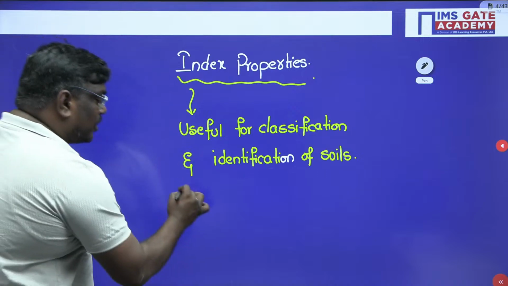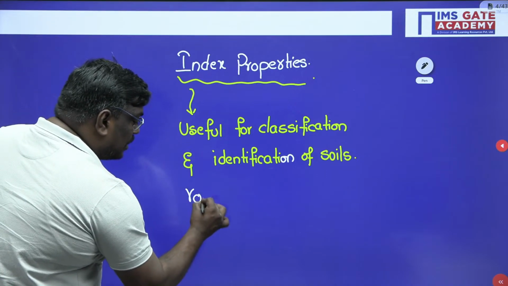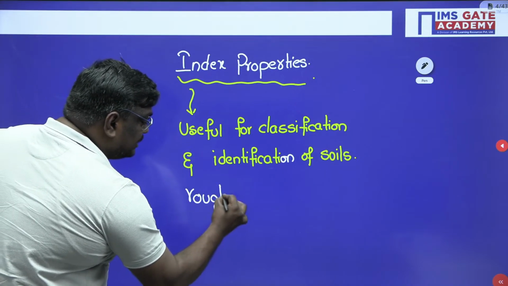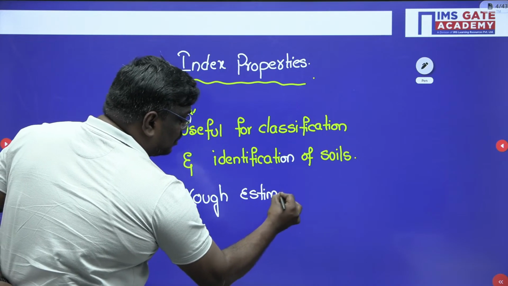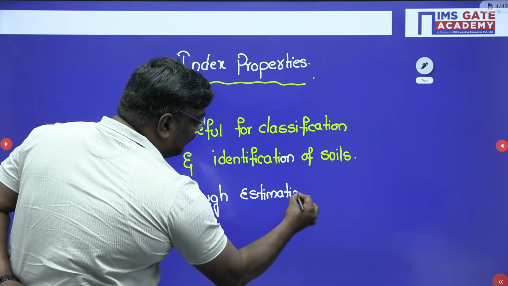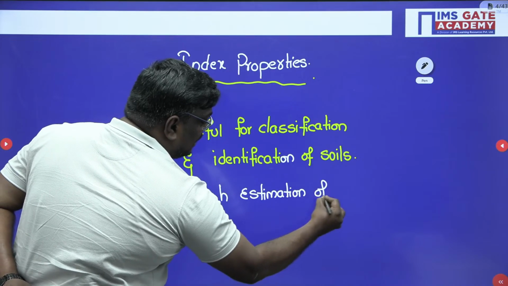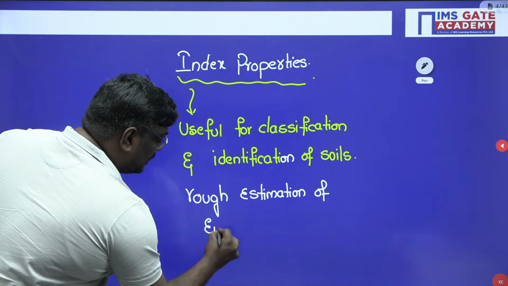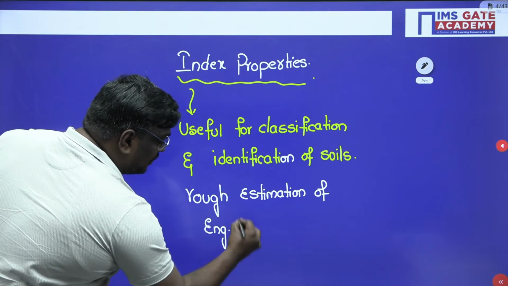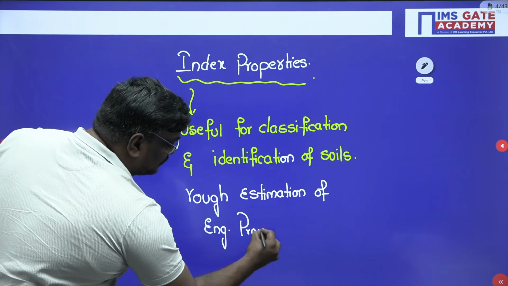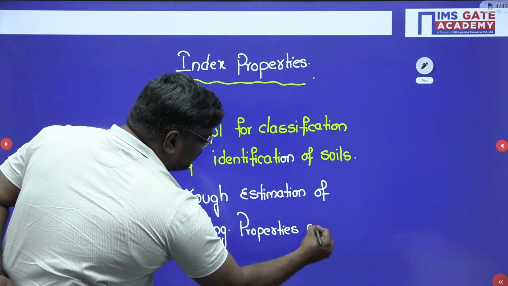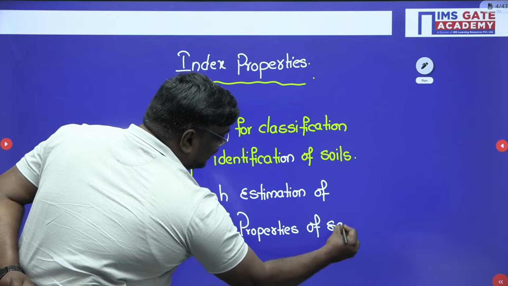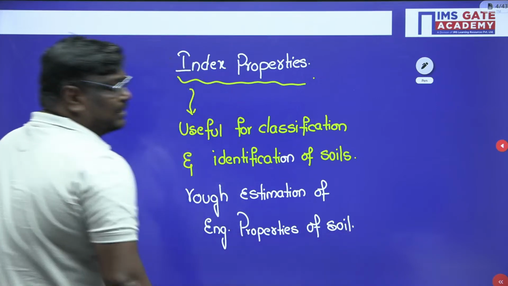And index properties also give you a rough estimation of engineering properties of the soil. Now you can ask me here, what are engineering properties? Permeability, shear strength and compressibility.